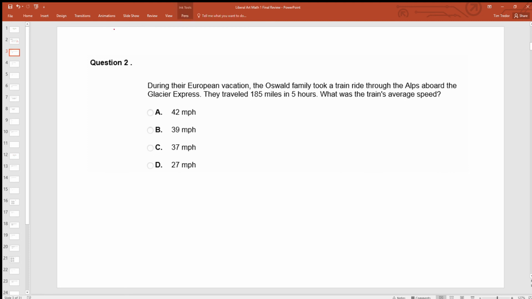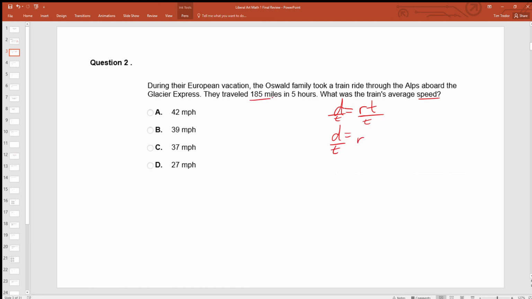During their European vacation, the Oswald family took a train ride through the Alps aboard the Glacier Express. They traveled 185 miles in 5 hours. What is the train's average speed? Well, this is actually going to use the equation from the first problem. D equals RT, distance equals rate times time. And we're looking for speed, which is a rate. So distance equals speed times time, or rate times time, but we want to actually find out what the speed is, so I would divide both sides by t to get that r by itself. So distance divided by time equals rate.